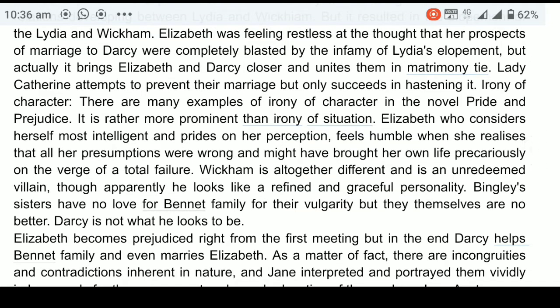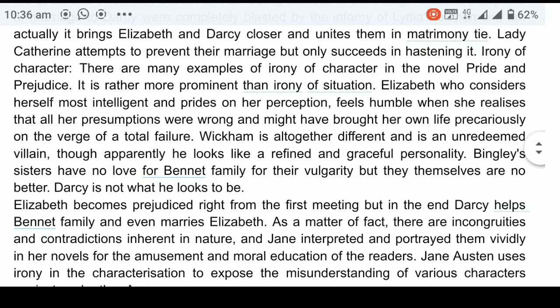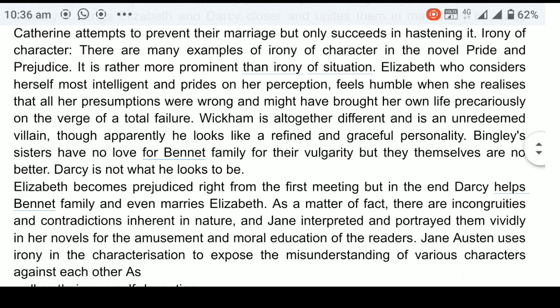Elizabeth was feeling worthless at the thought that her prospect of marriage to Darcy was completely blasted by the infamy of Lydia's elopement. But actually, it brings Elizabeth and Darcy closer and unites them in matrimonial tie. Lady Catherine attempts to prevent the marriage but only succeeds in hastening it.